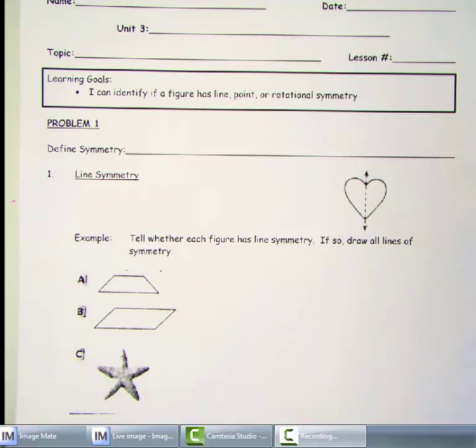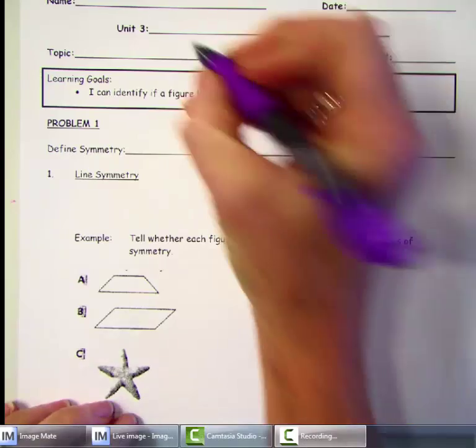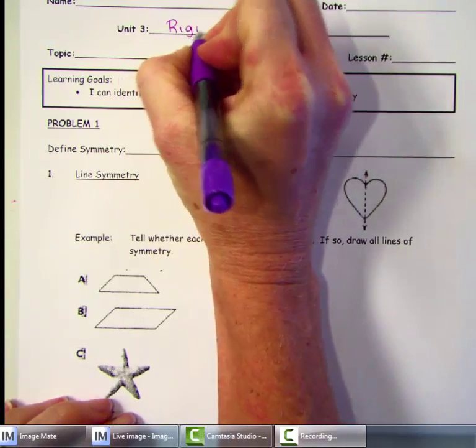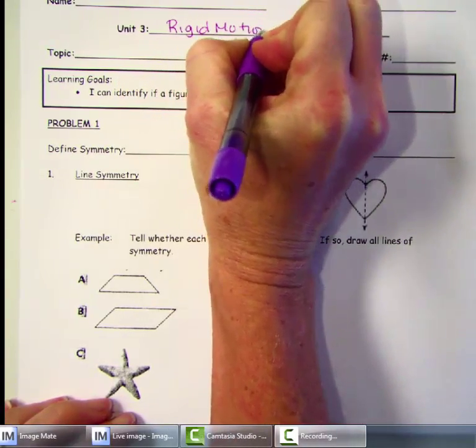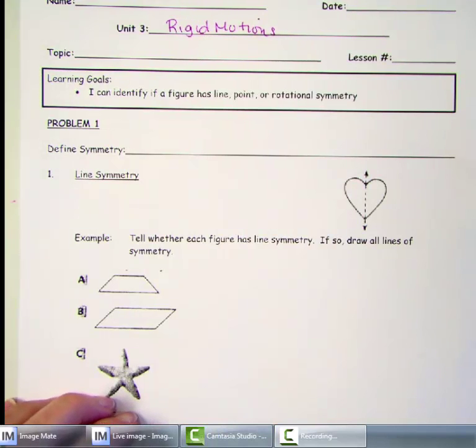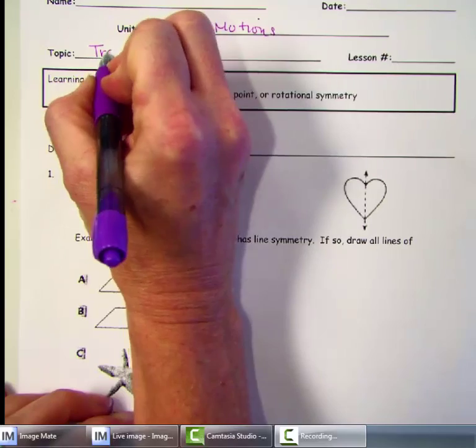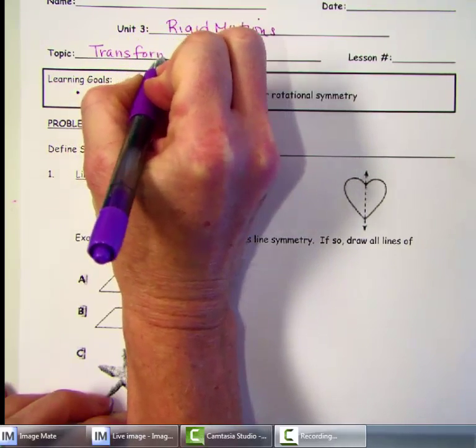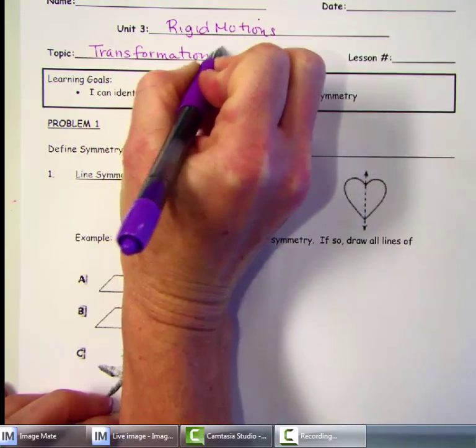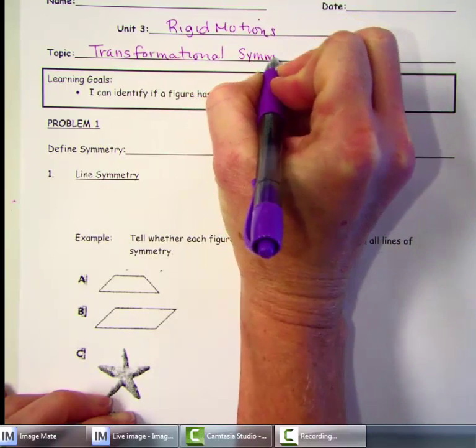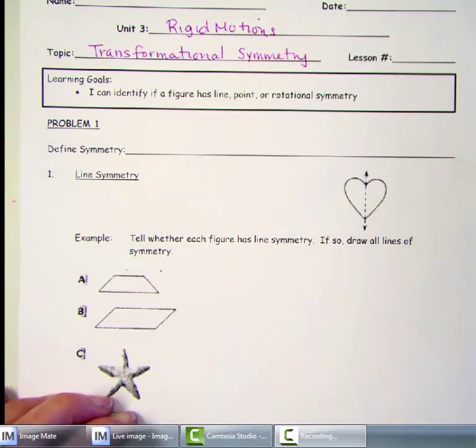We're going to do our last lesson of this unit. This is the unit on rigid motions. Our last topic of this unit is transformational symmetry. This is lesson 312.